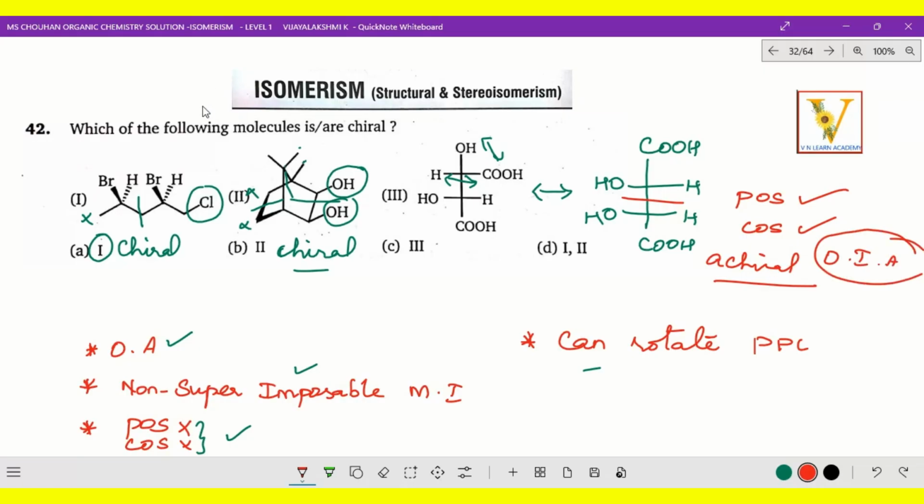Now in this question, they are asking which is the chiral molecule. So compound A and compound B are both chiral molecules. I hope you got that idea. How do we identify a chiral molecule? Which are the conditions applicable for a chiral molecule? How do we identify an achiral molecule? What are the main conditions for an achiral molecule? I hope you got that idea.